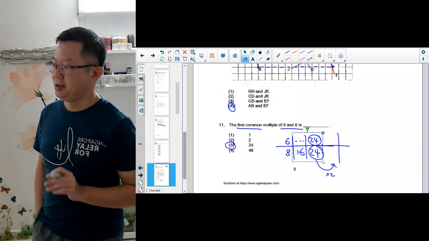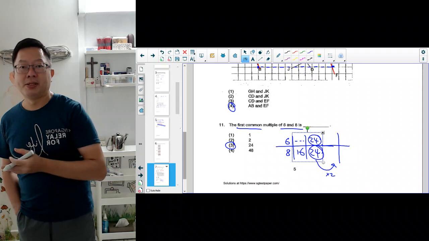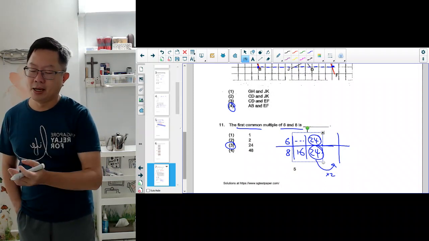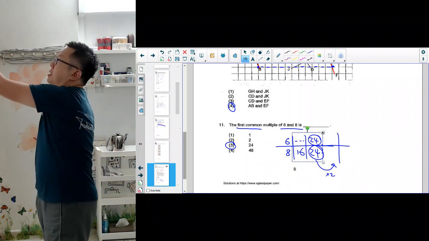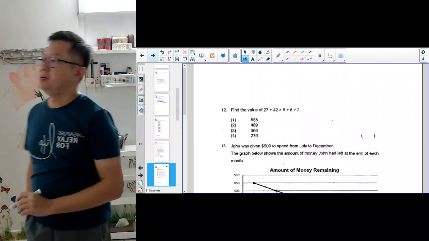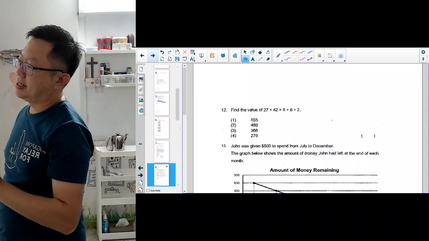Okay, so be careful that you don't take 6 times 8 as the answer. You have to have a table, right? Have a table, and then use a table to find the first common multiple. Okay, let's go to the next one. Question number 12. Find the value of the equation. So there is a plus, there's a times, a plus, and a divide.